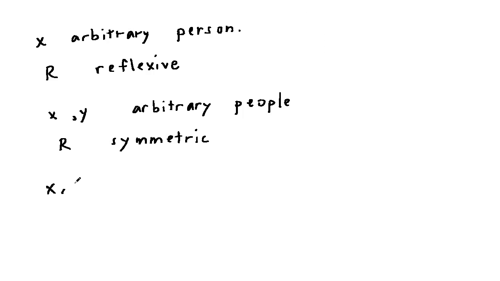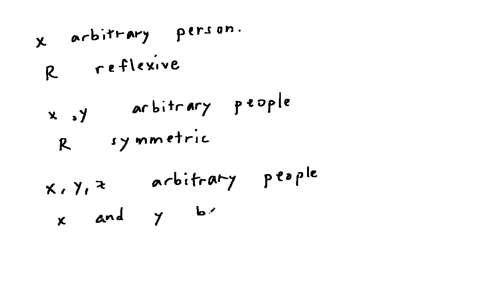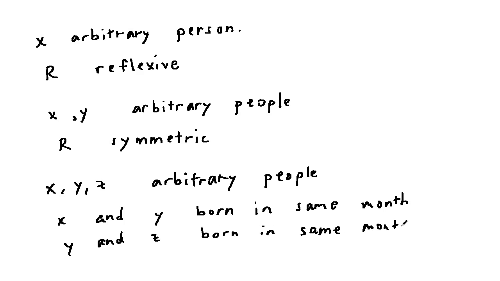Let X, Y, and Z be arbitrary people, and suppose X was born in the same month as Y was born in, and that Y was born in the same month as Z was born in. Then X was born in the same month as Z was born in. Hence R is transitive.